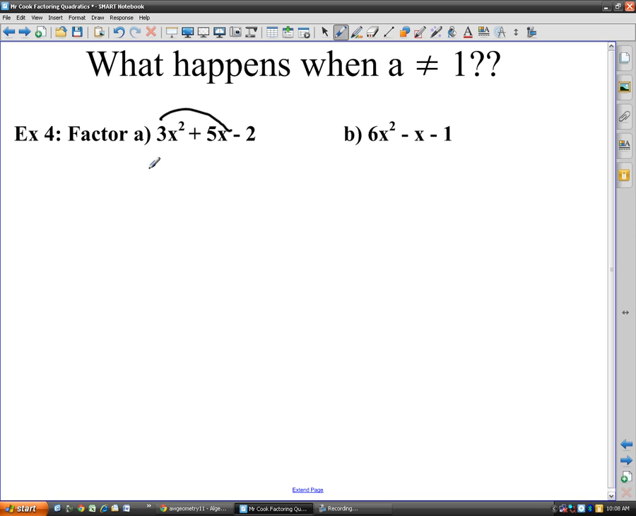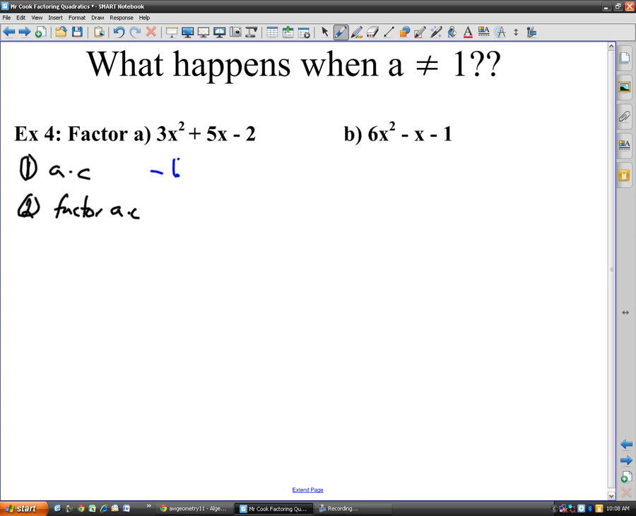Let me erase this, let me write this out a little bit better. So first thing you do, number 1, just like before, a times c. And in this case, that gave me negative 6. Now, step 2, factor negative 6. Factor a times c. So I'm going to factor negative 6, and I need it to become positive 5.